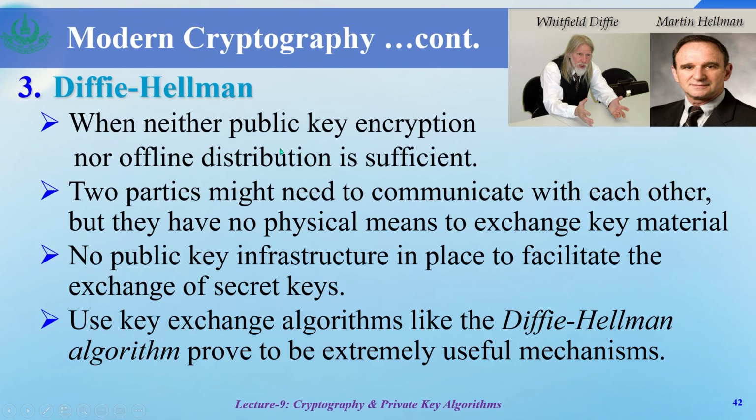Diffie-Hellman. Two scientists, Diffie and Hellman, introduced a key exchange method. When neither public key encryption nor offline key distribution is sufficient, two parties might need to communicate with each other, but they have no physical means to exchange key material and no public key infrastructure in place to facilitate the exchange of secret keys. Using a key exchange algorithm like the Diffie-Hellman algorithm proves to be an extremely useful mechanism. The Diffie-Hellman algorithm works as follows.